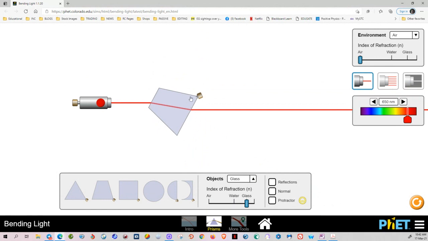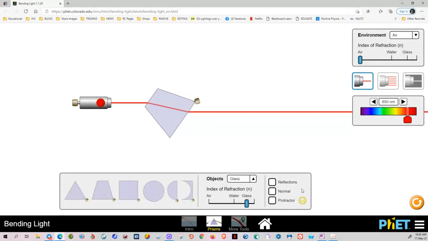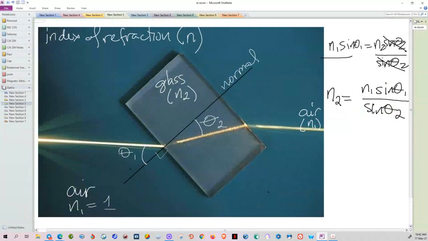So in this case, we are using glass. So make it so that the light will bend like this. But then, you want to take the protractor and measure the angle theta 1 and theta 2. So where is theta 1 and theta 2 again? That's theta 1, and this is theta 2.